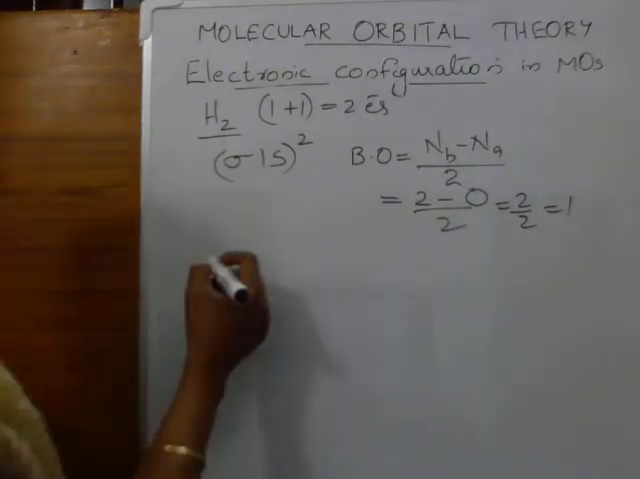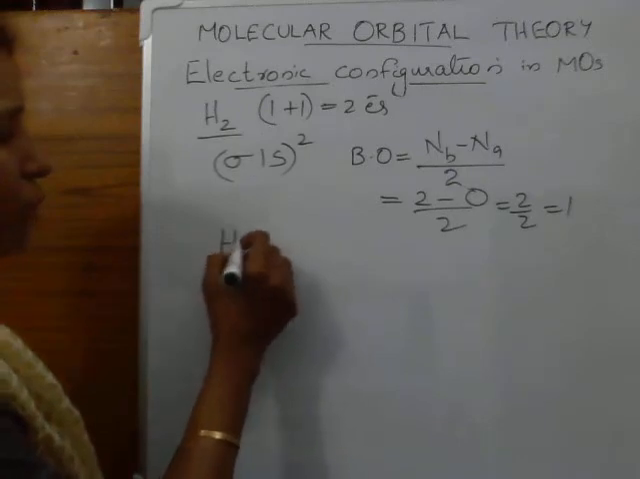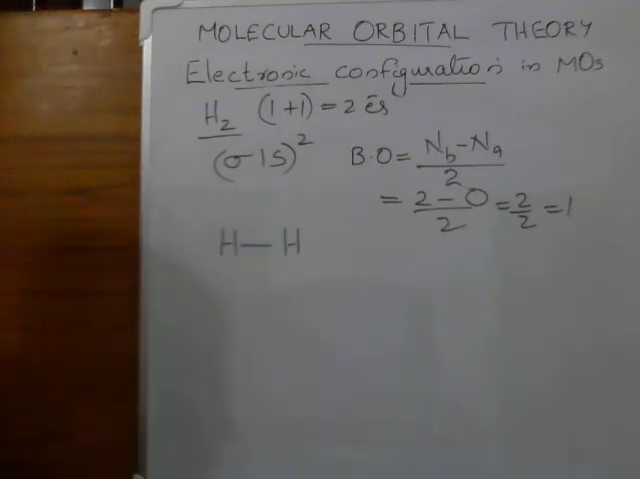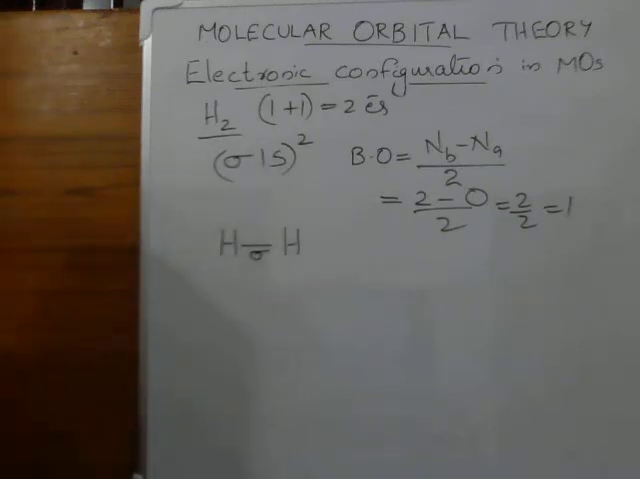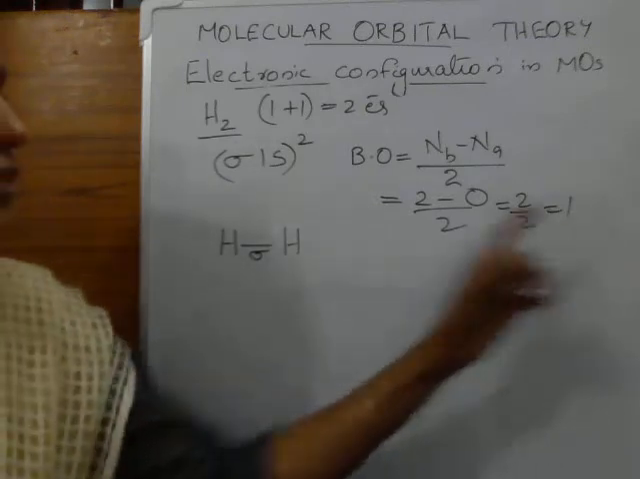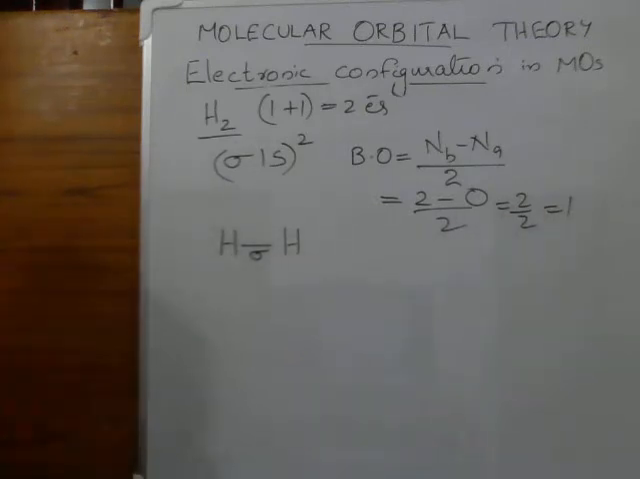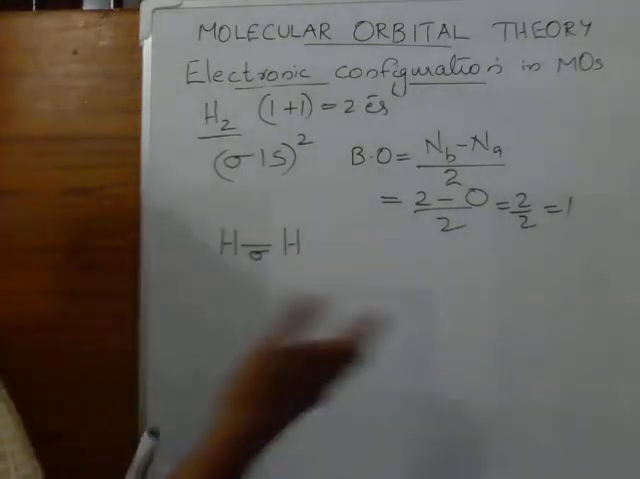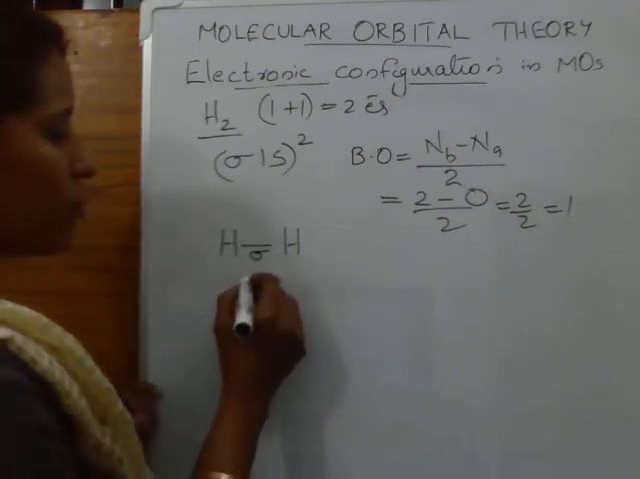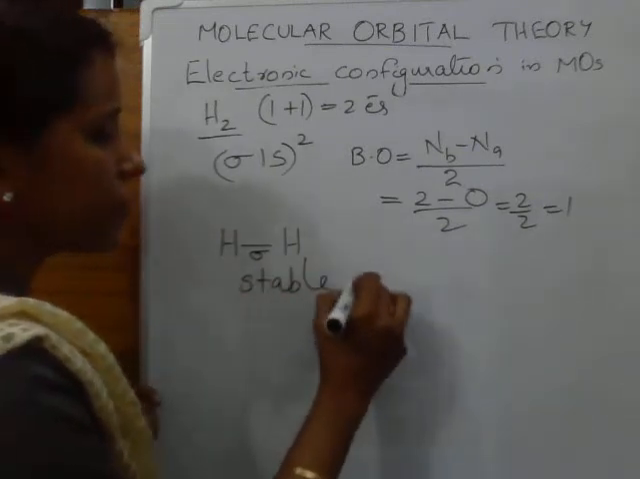What does it mean? H2 molecule is formed by a single covalent bond between 2 hydrogen atoms. And what is the nature of this covalent bond? This is a sigma covalent bond, because sigma electrons are involved in bonding. Hence sigma covalent bond, bond order equal to 1. Only one bond between the hydrogens in H2 molecule. What about its stability? Bond order is 1, its positive value, and hence the H2 molecule is stable.